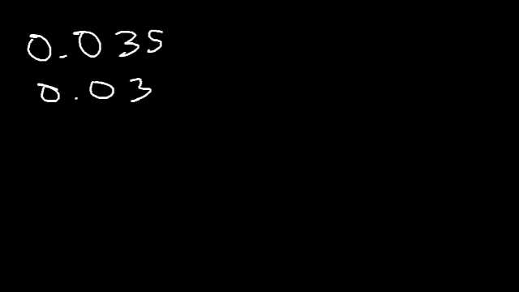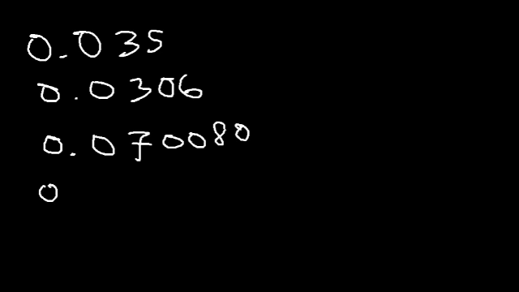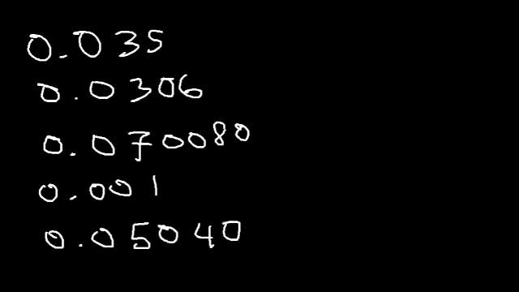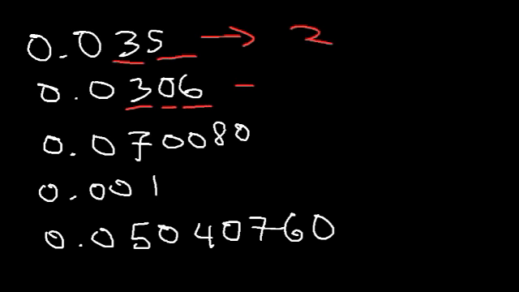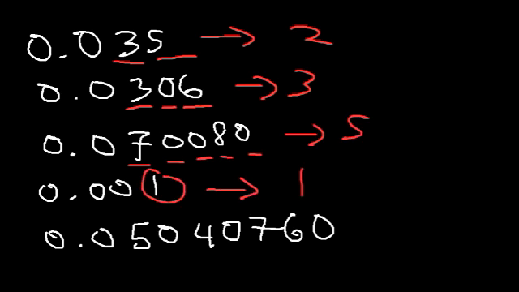So let's try a few more examples for the sake of practice. Try these: 0.035, 0.0306, 0.070080, 0.001, and 0.05040760. So don't count the zeros on the left of a non-zero number. So here we have 2 sig figs. For this one it's 3. For this it's going to be 5. For this one it's only 1. And for the last one it's 1, 2, 3, 4, 5, 6, 7.